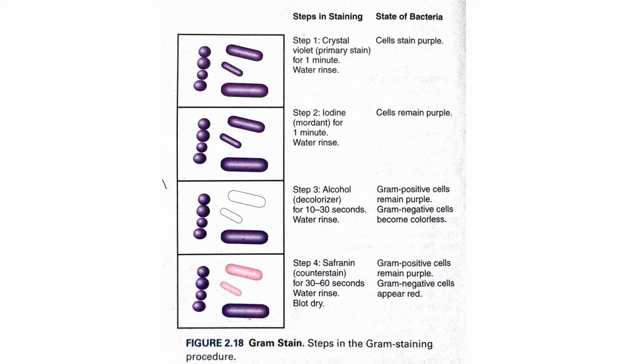In the first step, we add crystal violet stain, and at this stage the cells stain purple. In the second step, we add iodine, and the cells remain purple. In the third step, we add alcohol, which acts as a decolorizer. At this stage, the gram-positive cells remain purple, while the gram-negative cells become colorless. In the fourth step, we add safranin as a counterstain. In this step, the gram-positive bacteria remain purple, while the gram-negative bacteria appear pink or reddish, the color of safranin.